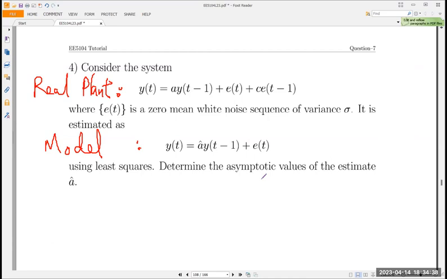So basically, the message now is that you model your heater wrongly. Your heater behaves like that, but you model like that. So now you want to use least square and identify A. We will show you what will happen if you do that.